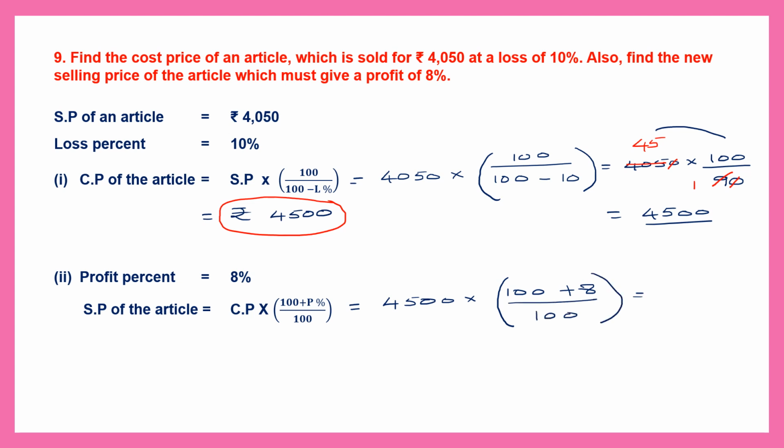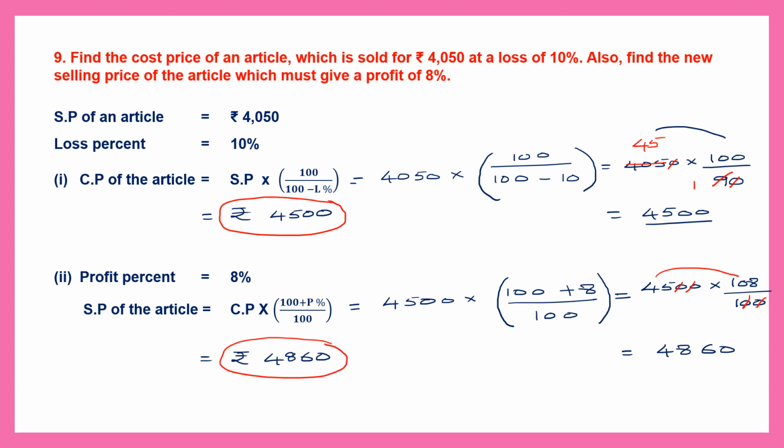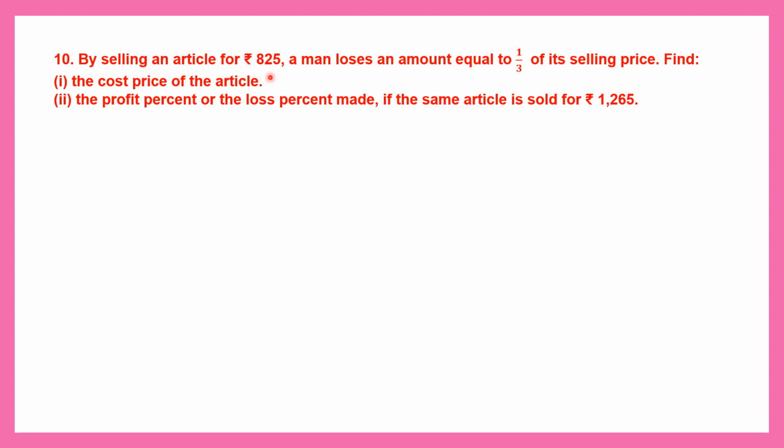So now this becomes 4500 into 100 plus 8, which is 108, divided by 100. Now cancel the zeros. There are 2 zeros here and 2 zeros here. So now I just have to multiply the numerators. 108 into 45. So when you multiply 45 into 108, you will get 4860. So we have found the new selling price, that is rupees 4860. So we have found the answers to the cost price of an article, and we also have found the new selling price of the article, which is rupees 4860.